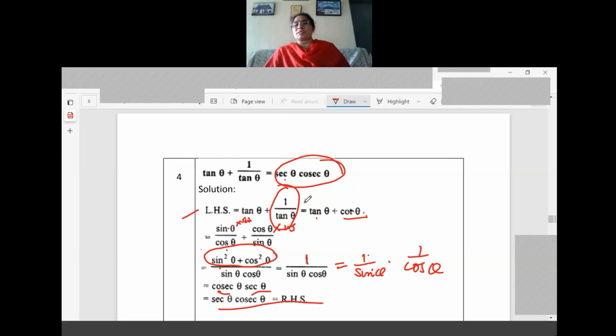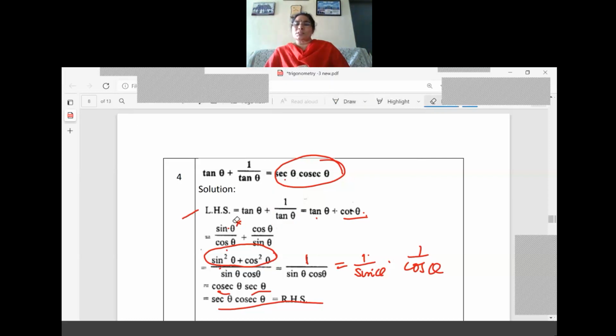So tan theta plus 1 by tan theta is the question given to you. But what do we have to prove? Sec theta into cosec theta only, right? So what have we done here? Tan and 1 by tan. First we kept tan as it is. We made 1 by tan as cot only. Okay, so 1 by tan as cot.